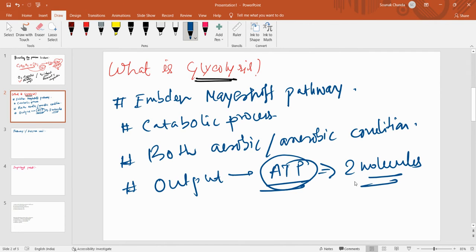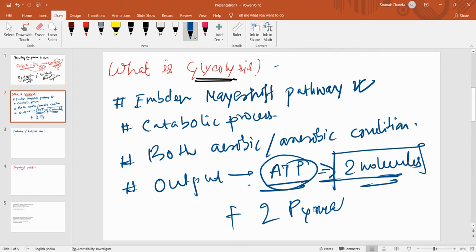This is an overview of glycolysis, which is also known as the Embden-Meyerhof pathway, and in most competitive examinations this pathway name is asked instead of glycolysis. I have also mentioned the important points: it's a catabolic process, occurs in both aerobic and anaerobic conditions, and the output is two molecules of ATP as an energy source, and another one, two molecules of pyruvate.